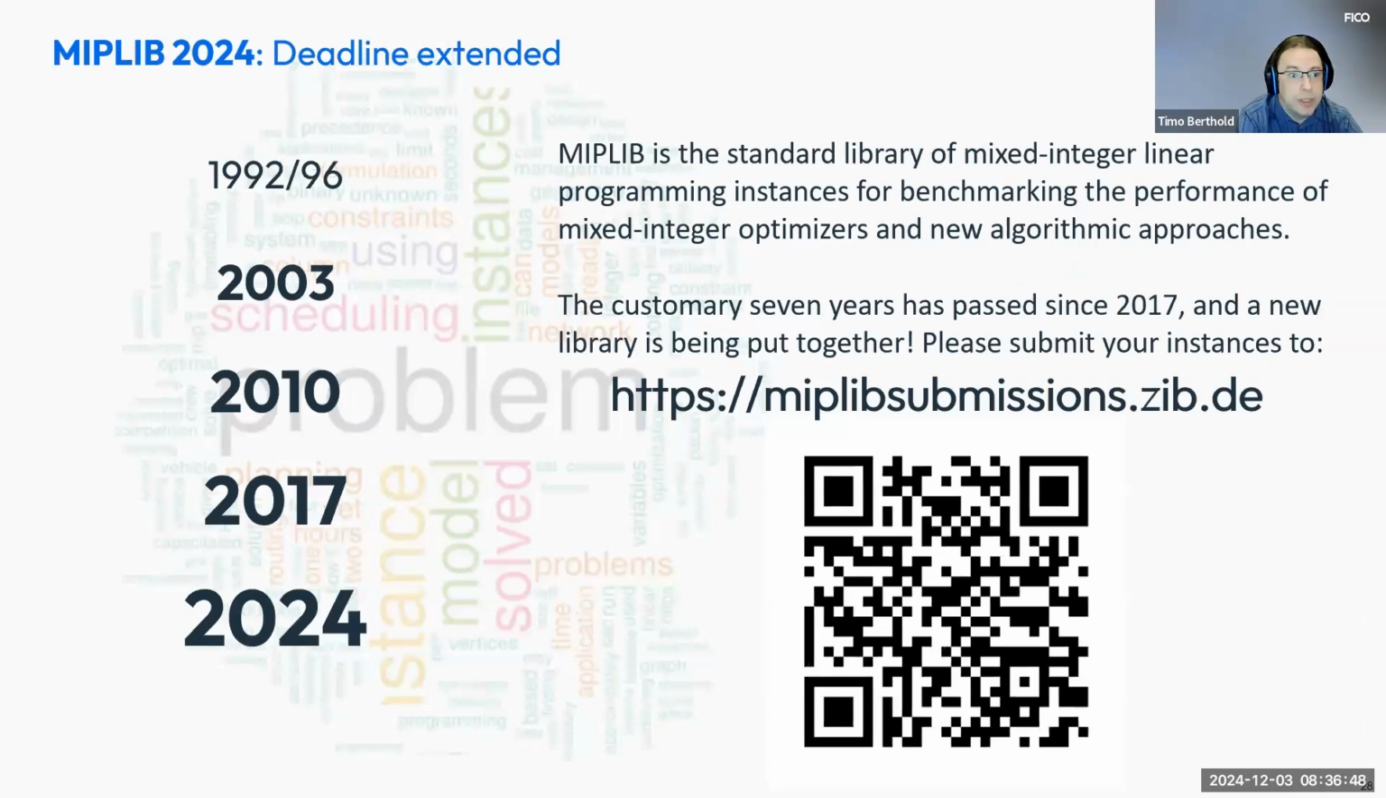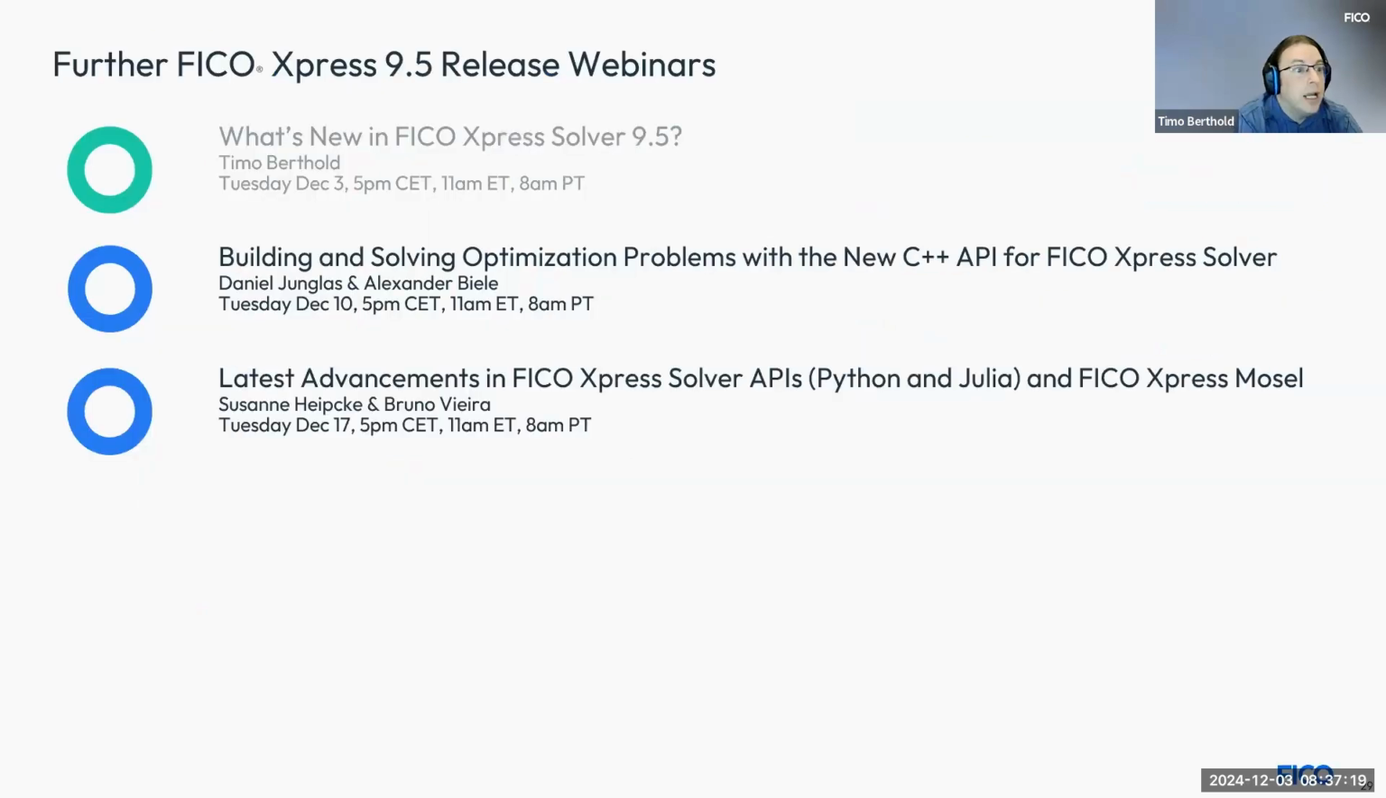And as a final announcement, there's a new MIPLIB coming. So MIPLIB is a collection of open mixed integer programming instances for academic research. People at ZIB are currently collecting this. The deadline has been extended to the end of the year. So if you have some MIP models that you would like to share with the general public, that's a way how you can do so and get some visibility.